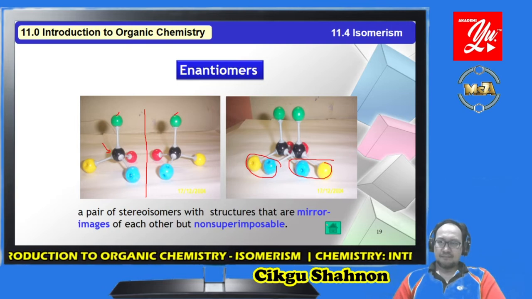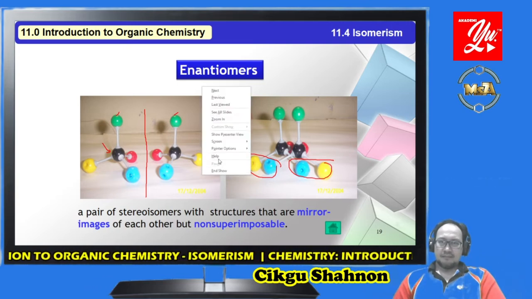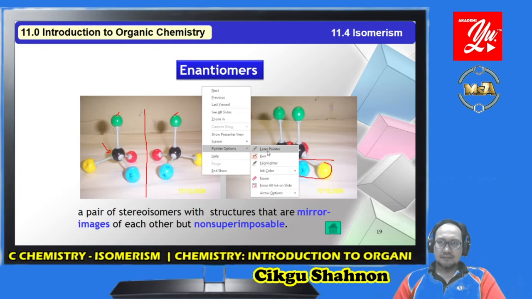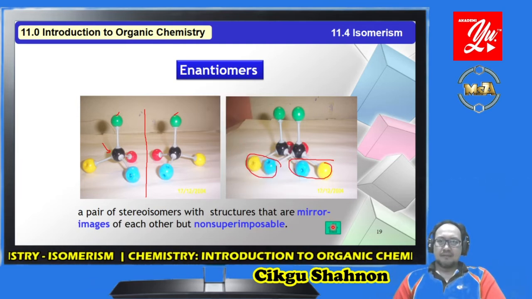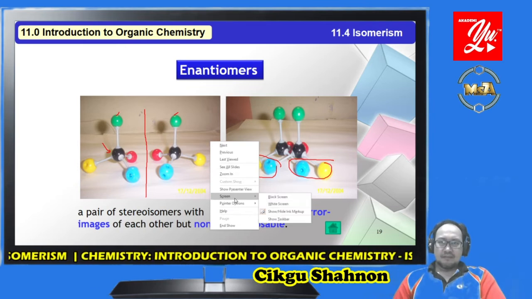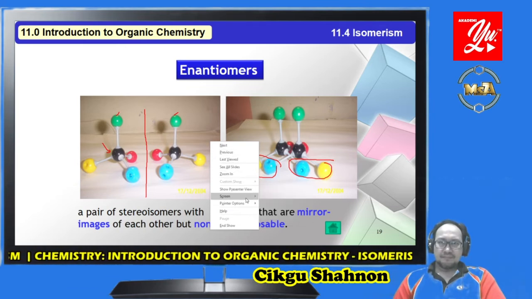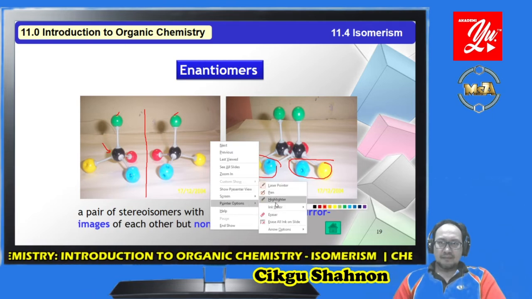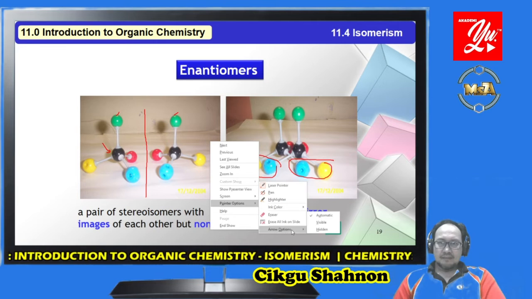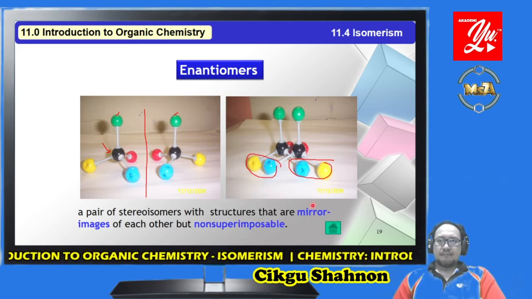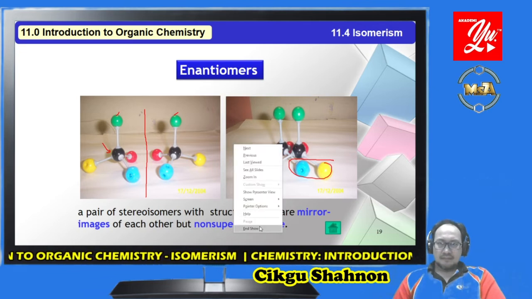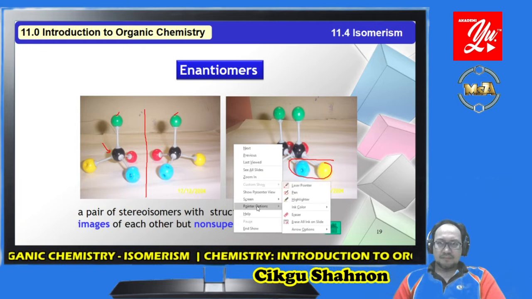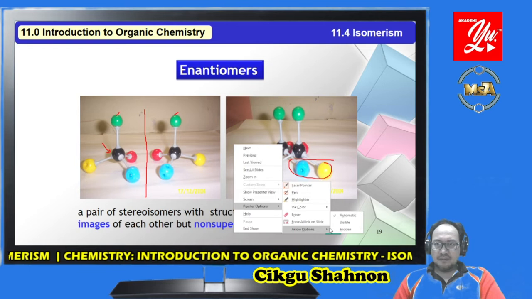Okay, all right. This pointer. Okay, wait, pointer option, highlight, erase. I want to go to the arrow.